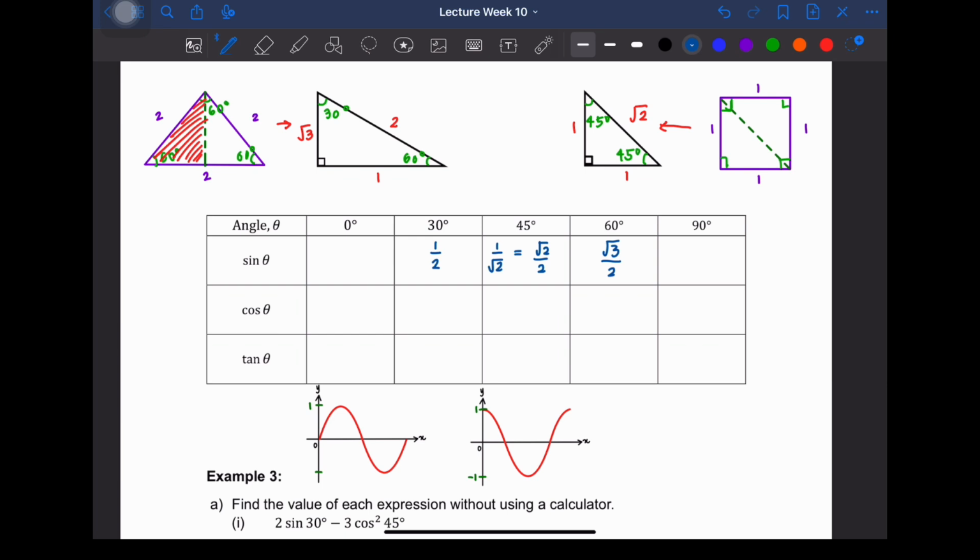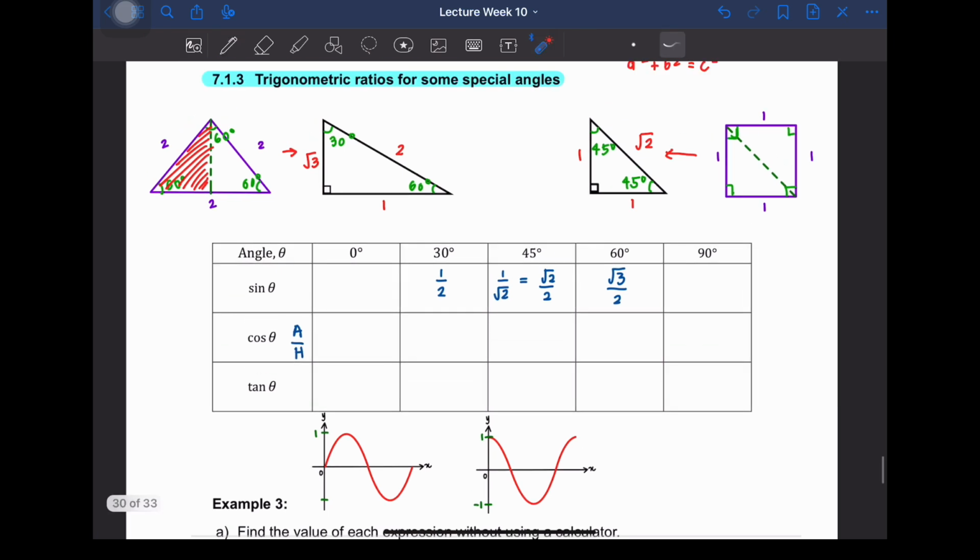Alright, that's it. Okay, and then moving on to cos. So cos we know is adjacent over hypotenuse. For 30 degree first over here, we have 30 degree, adjacent over hypotenuse. So adjacent over here, hypotenuse is over here. So square root 3 over 2.